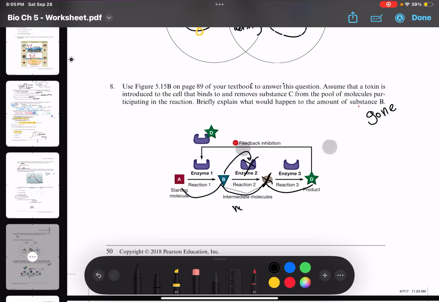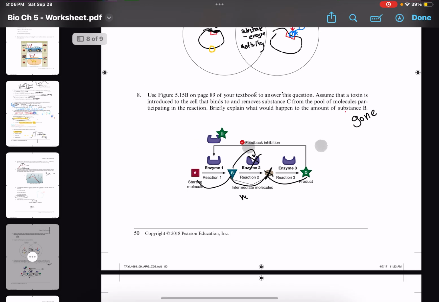I really can't explain too much of what will happen, since I don't know if the toxin is continuously removing C, or if it removes C once and it's a done deal. I will talk with Ms. Jibatel on this question, and I will come to you to see what I can do to answer it. Let's do the next question.